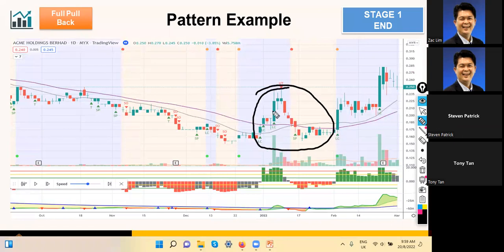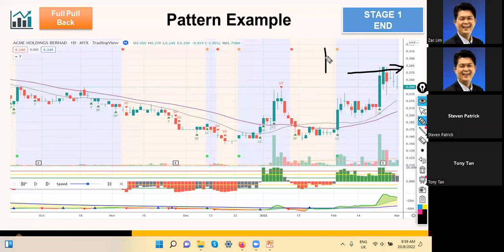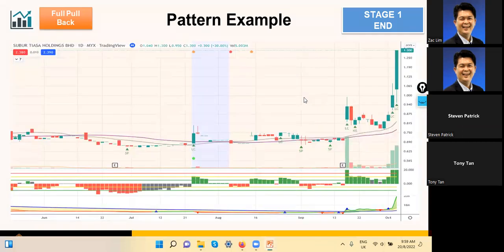When you have a markup, then a pullback, then certainly there will be some fire up, and definitely volume needs to be going up. However, how can we determine whether this is the end or not? This will be followed up by volume profile, which I will show you later. So this is also a full pullback. This is an example that I can get in the real market situation.